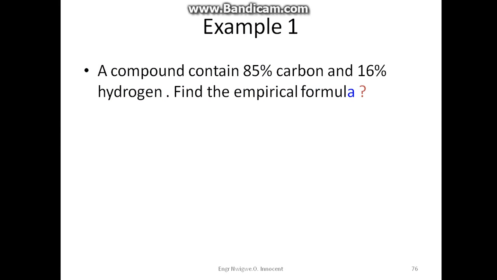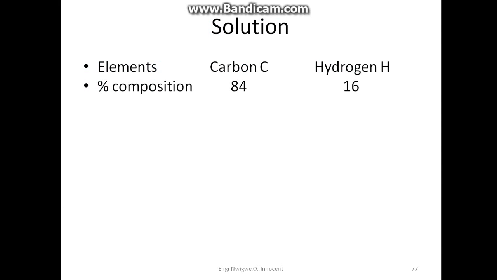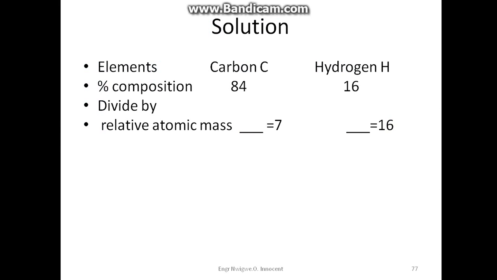Example 1. A compound contains 84% carbon and 16% hydrogen. Find the empirical formula. Solution. Look at the elements carbon, which is C, and hydrogen, which is H. The percentage composition of carbon is 84, and of hydrogen is 16. Dividing the percentage composition by the relative atomic mass, 84 divided by 12 gives us 7 for carbon, and 16 divided by 1 gives us 16 for hydrogen.